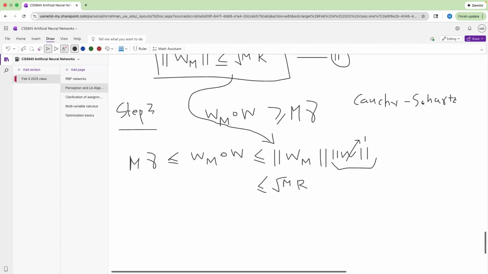Okay. And now on this term and this term, I can take this, and this is m and this is square root of m. So if I bring it down on this side and divide by it, we're going to get square root of m gamma is less than or equal to R, right?